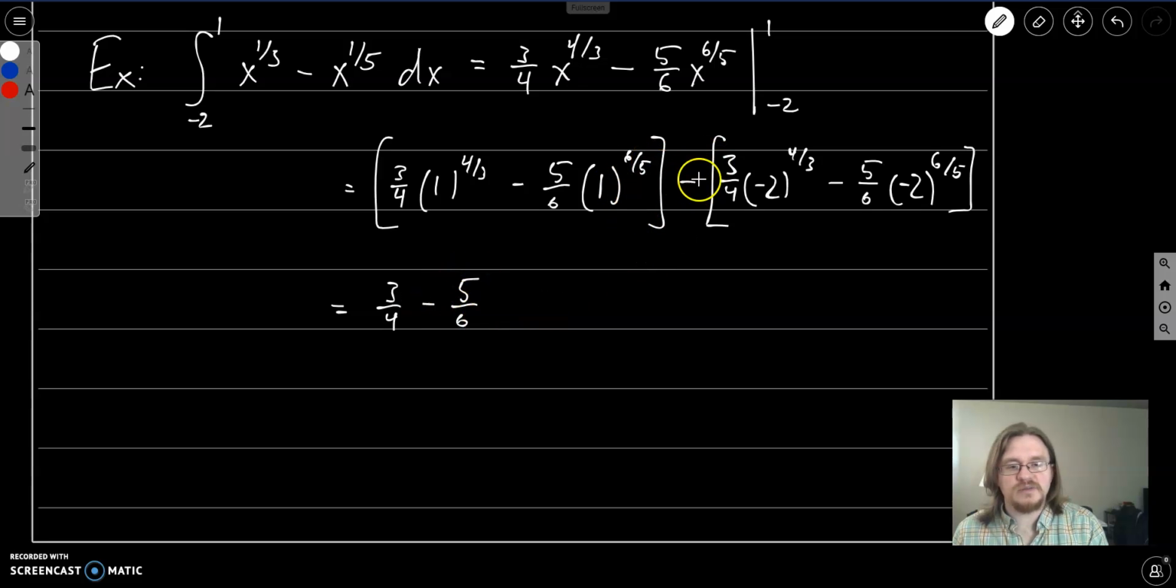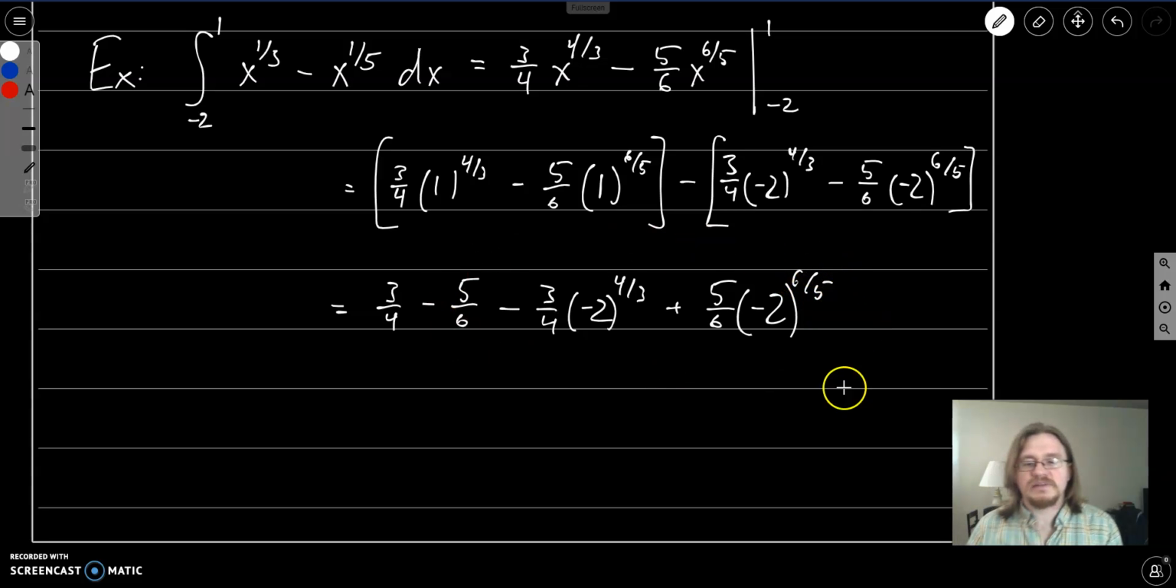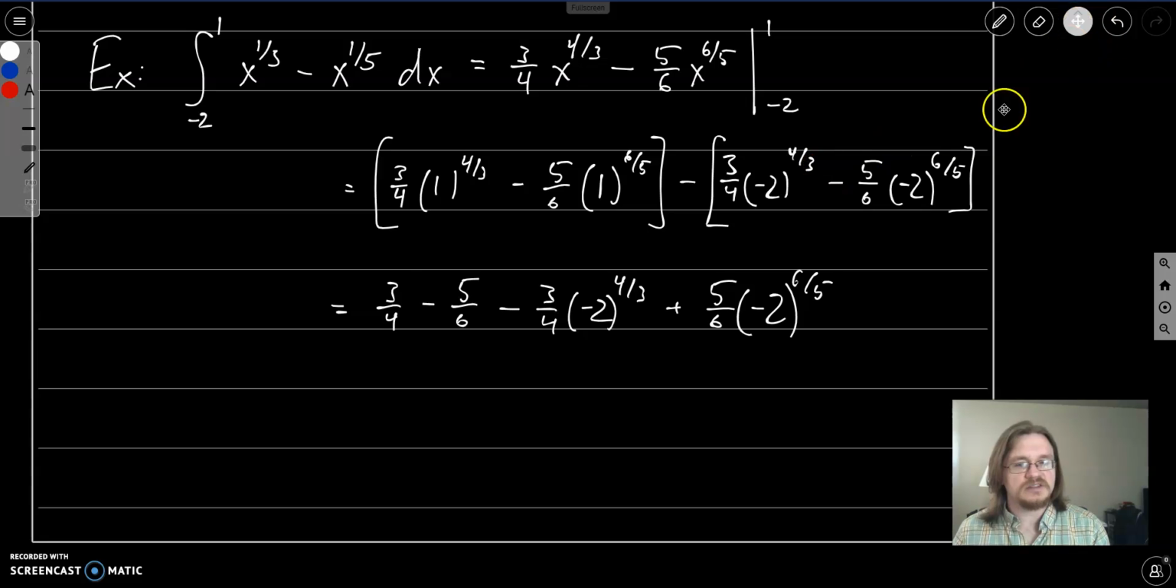So on this side, I get 3/4 minus 5/6. If I distribute this negative sign, I'm going to get minus 3/4 times -2 to the 4/3 power, minus minus, so that's plus 5/6 times -2 to the 6/5. And again, this would be something that you could easily plug into a calculator if we wanted a decimal version of this. If we want this to be exact and just in integer form, this is almost as good as we're going to get. So yeah, I'll just leave that there.